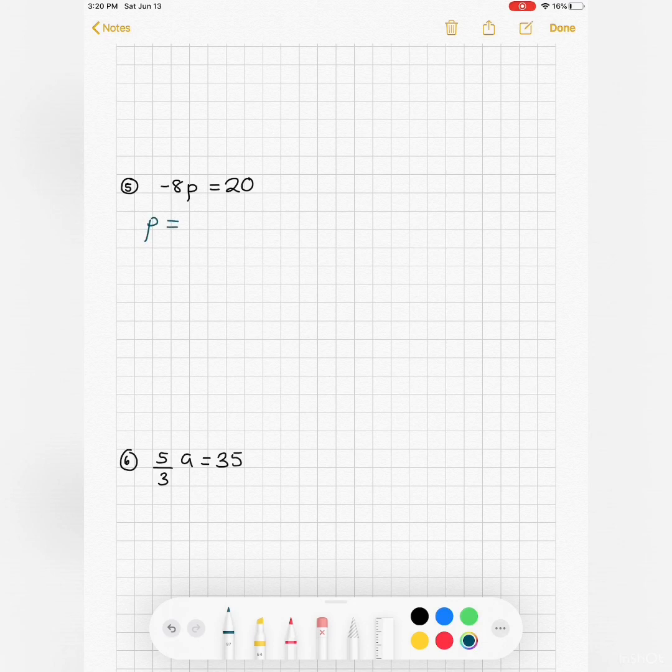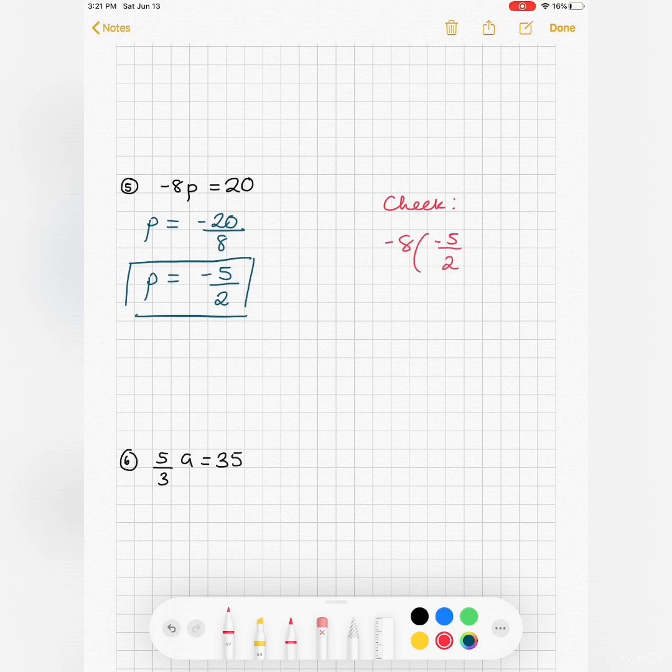This one's easy. Divide, reduce, so divide by 4. Okay, and if I check this one, say, negative 8 times negative 5/2 is -4 times -5 is 20. Checks.